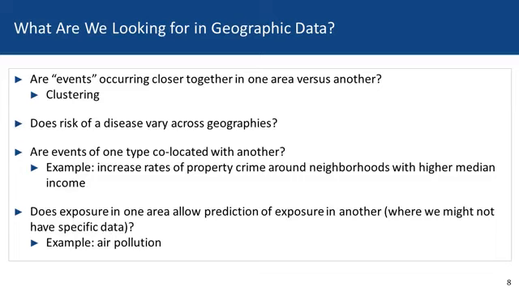And does exposure in one area allow prediction of exposure in another, where we might not have specific data? For example, air pollution data can be very difficult to obtain. Can we learn about air pollution exposure by looking at highway maps or roadway maps, for example?